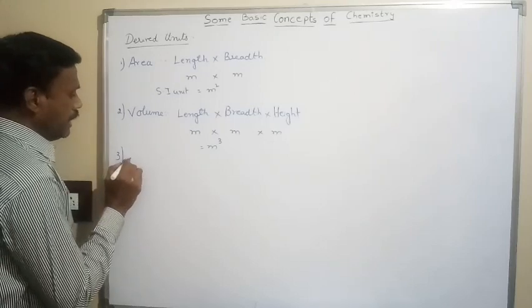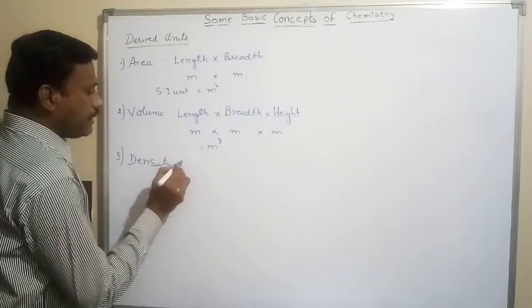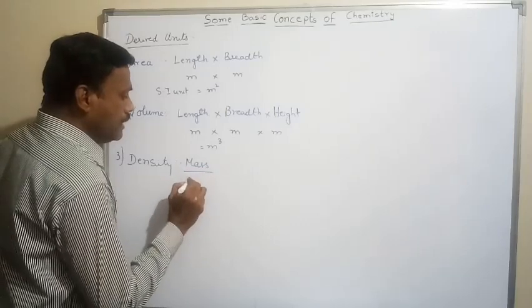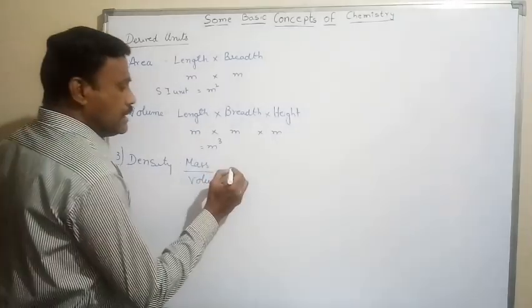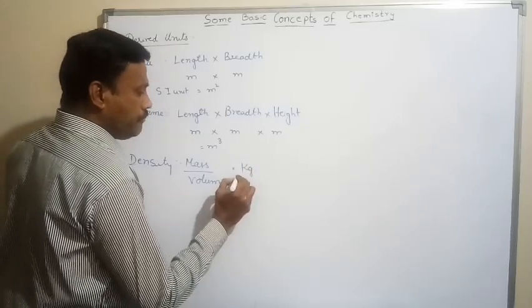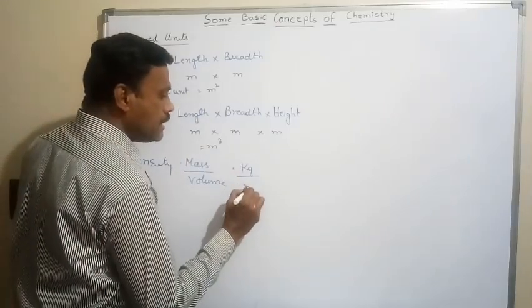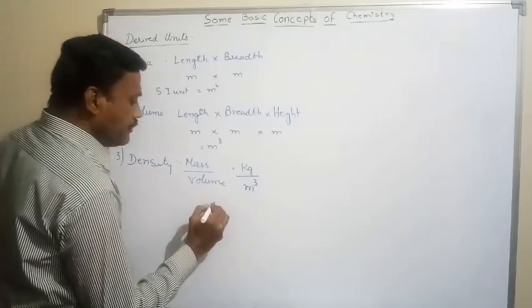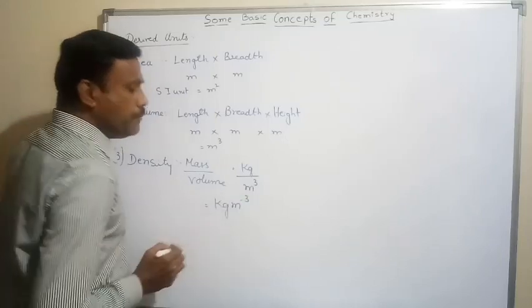The third derived unit is density. Density is mass by volume. Mass, the SI unit is kilogram, divided by volume, the SI unit is meter cube. So the SI unit of density is kg per cubic meter.